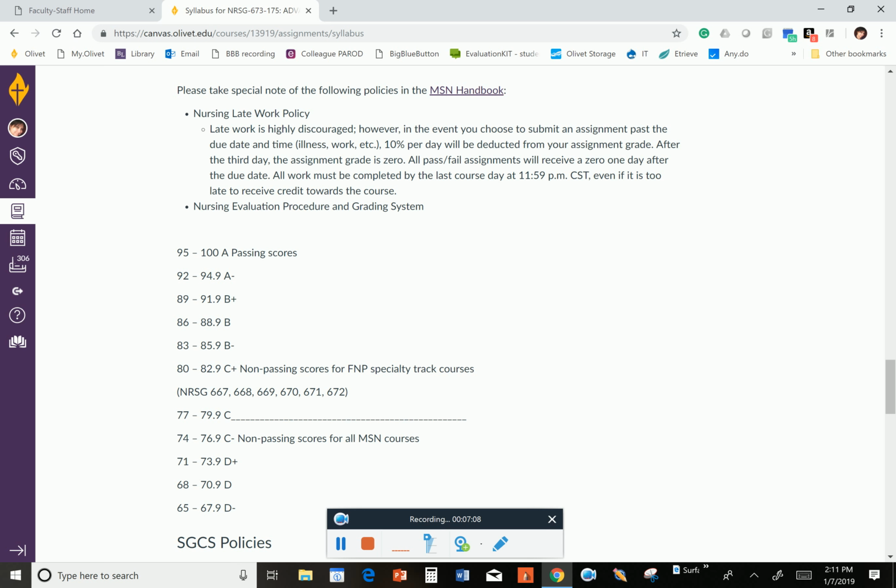At Olivet Nazarene University, if you are unable to turn in your assignment on time, you will get a 10% per day deduction from the assignment grade. After the third day, the assignment is graded as a 0. Now, of course, there are always exceptions.